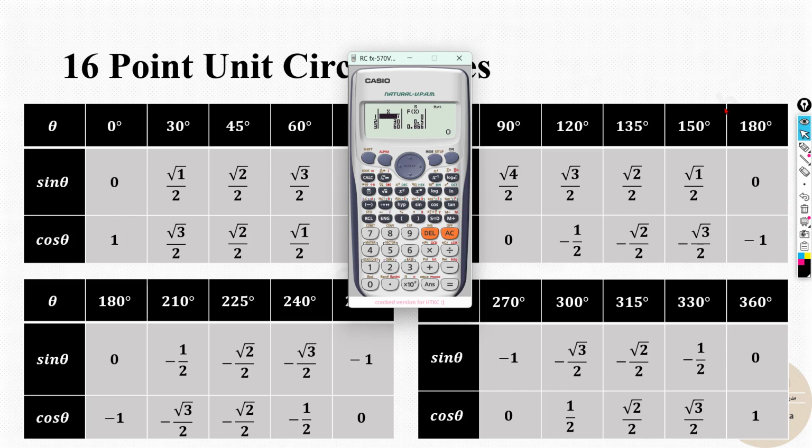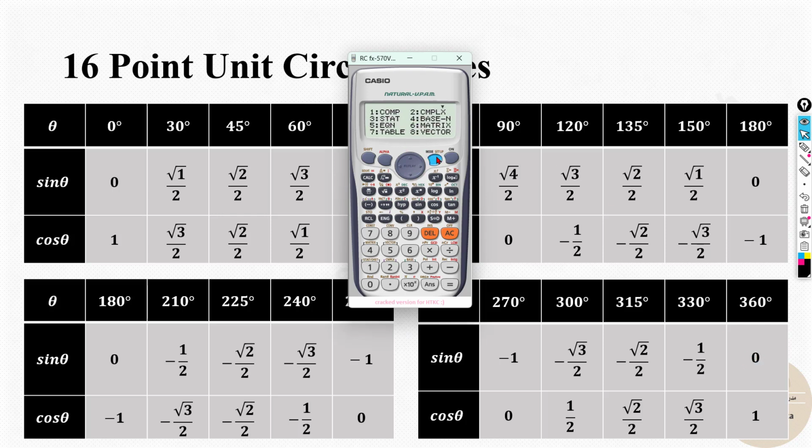So if your answer is in one of these, say for example 0, 30, over here you can see it's 1 by 2 or half. Now the problem is it gives you decimal values. 60 degrees is root 3 by 2. If you solve root 3 by 2, you get 0.866. So this is one way to understand it, then 1 and so on. All the values until 360 are available.